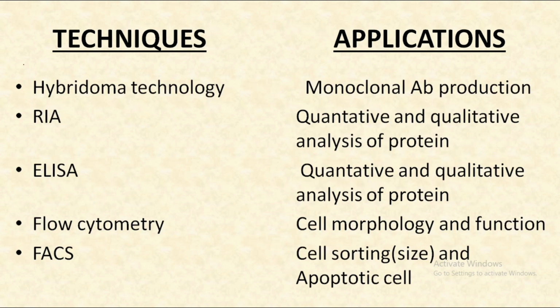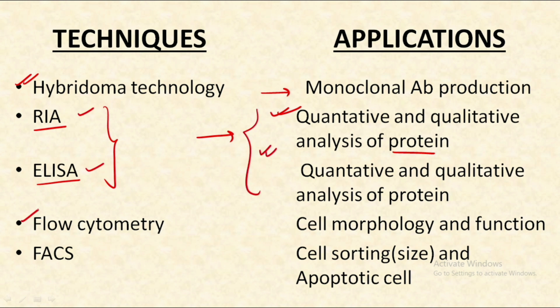Let's move forward. The next technique is hybridoma technology, which is mainly used for monoclonal antibody production. Then we have RIA and ELISA. Both of them are used for the quantitative and qualitative analysis of protein. Then we have flow cytometry, which is mainly used for cell morphology and its function analysis. Then we have FACS, which is used for cell sorting depending upon size, means we can sort out the different types of cells depending upon their size, and also the apoptotic cells can be screened out.